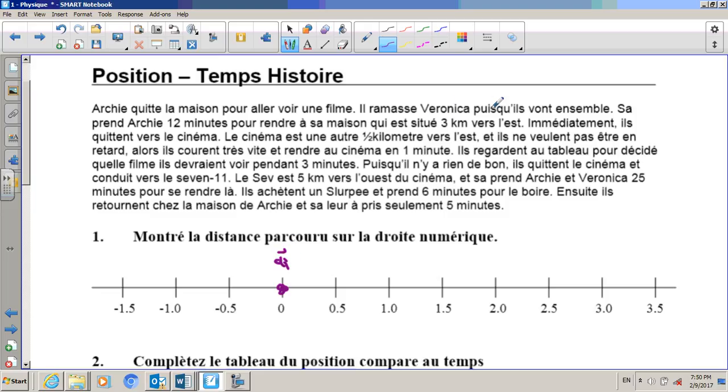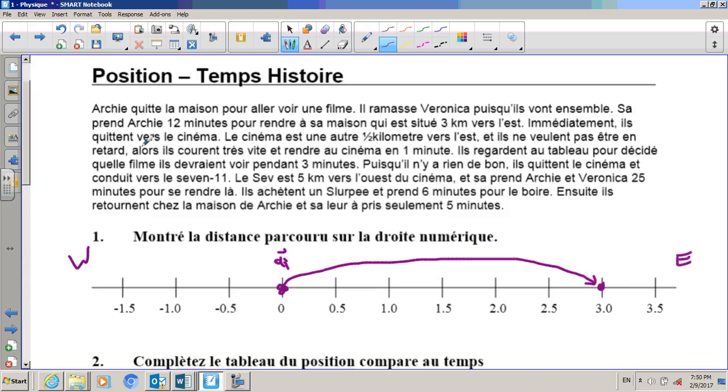Il ramasse Veronica puisqu'ils vont ensemble. Ça prend Archie 12 minutes pour rendre à la maison, qui est 3 km vers l'est. Est de ce côté, ouest ici. Pour les droites numériques, le temps n'est pas important. Alors, 3 km, nous serions ici. Belle ligne courbée.